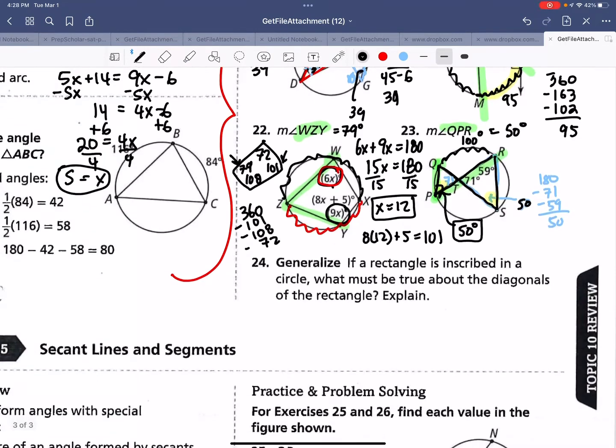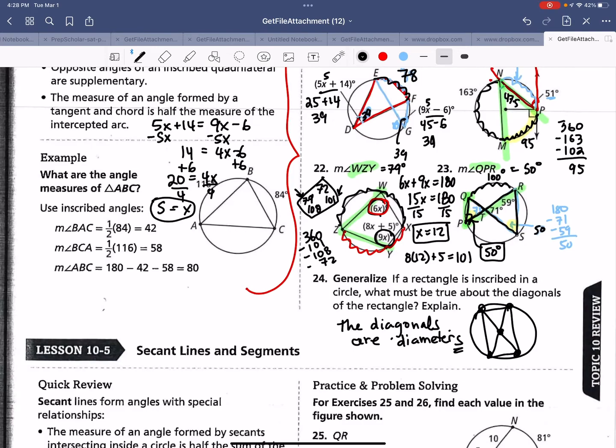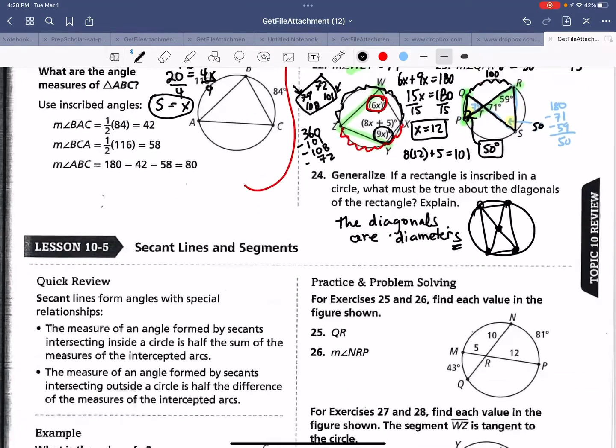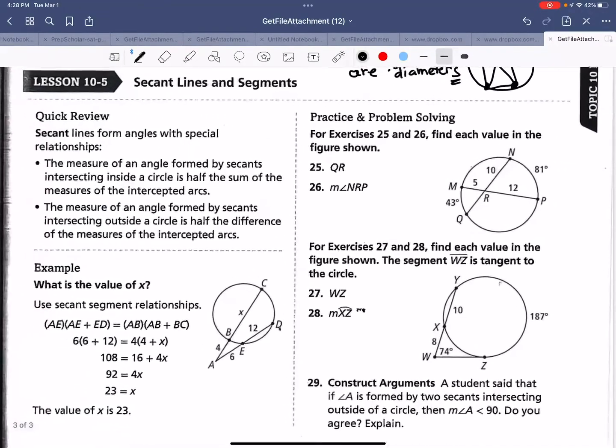Whew. If a rectangle is inscribed in a circle, stuck inside, what must be true about its diagonals? They must be equal. The diagonals are diameters. That would have to go through the center. Cool, because we know diameters are equal. Last one. This one's probably my favorite.